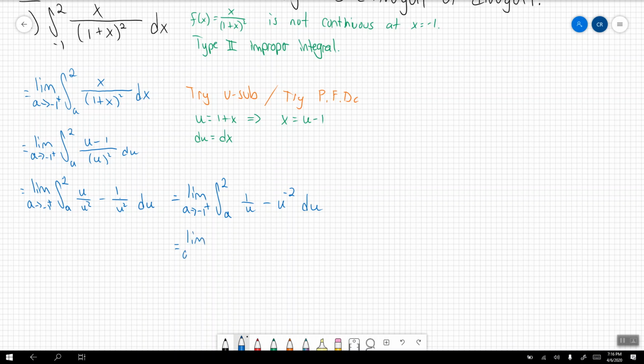Let's evaluate the limit as a goes towards -1 from the right hand side. And actually I'm evaluating, so I don't need the integral sign. The first evaluation is going to be the natural log of the absolute value of u. The second one, we add 1 to the exponent, so that's going to be -1, and then we divide by that new exponent, which means it's going to be plus u to the power of -1, and that's going to be from a to 2. And let's back sub now. Back sub means back substitution. So working with my back substitution, u was 1 plus x, plus this piece here is 1 over 1 plus x, and this gets evaluated from a to 2.